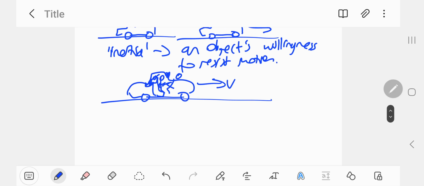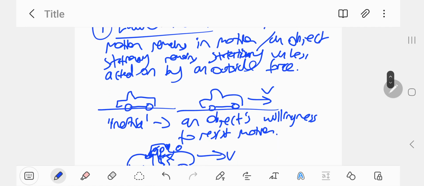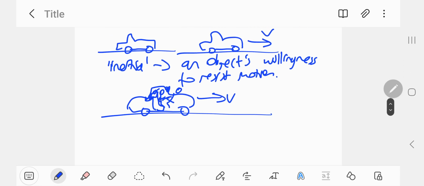Why is that the case? Well, because you and the glasses want to continue moving at that constant velocity. You can think of it as like a delay. So that's why you move forward a bit and the glasses move forward, because according to Newton's first law, everything wants to remain in that state of motion.